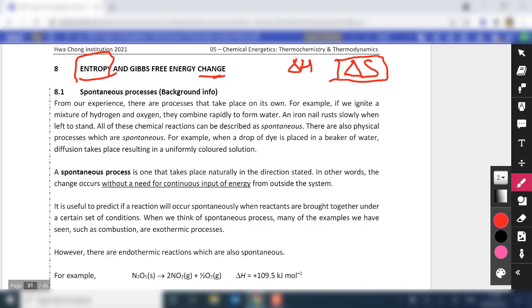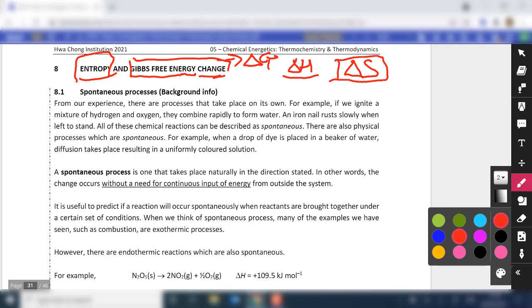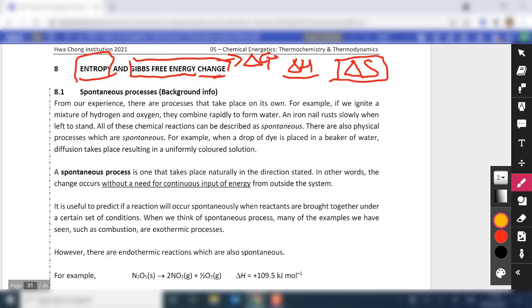Together, delta H and delta S determine the Gibbs free energy change. Gibbs free energy change is represented by delta G. So we are relating delta G to delta H and delta S. If you flip over a few more pages, you realize there's this relationship: delta G equals delta H minus T delta S. So without further ado, I will run you through the important ideas about entropy change and Gibbs free energy change and how they are related.